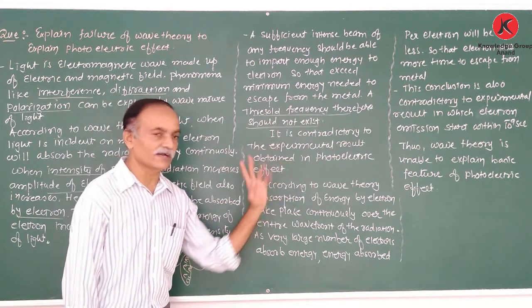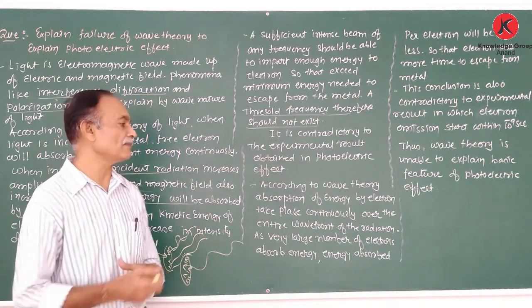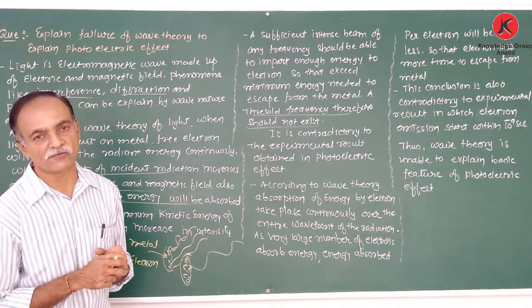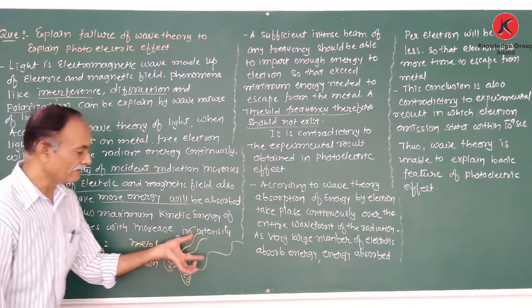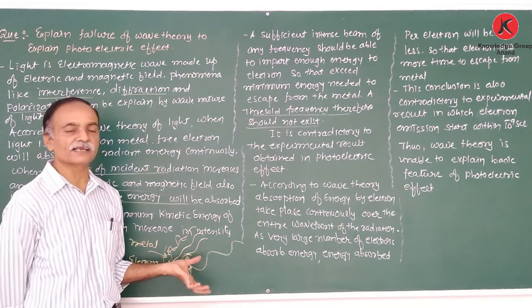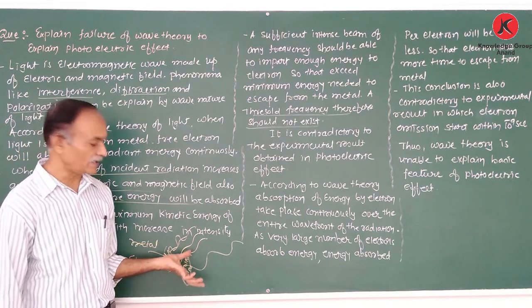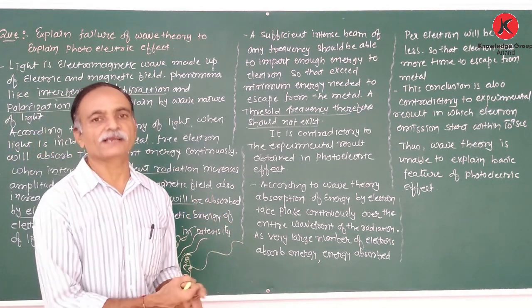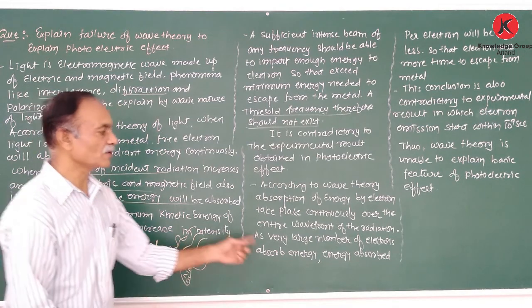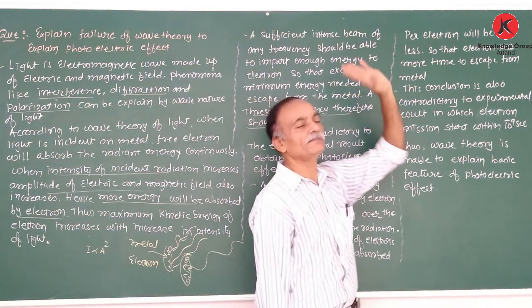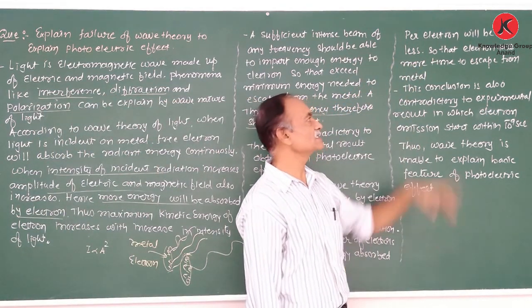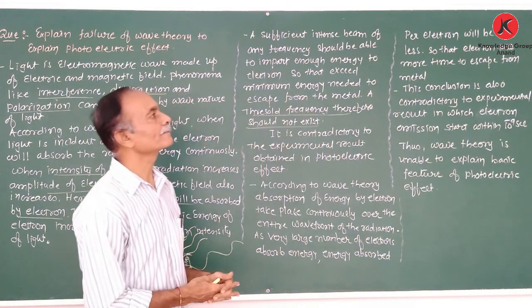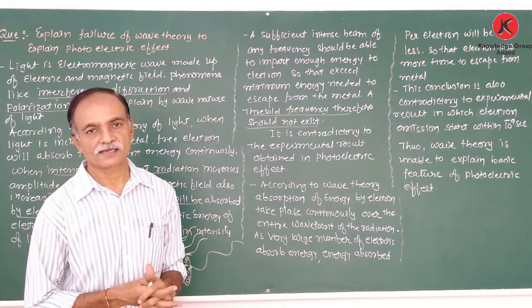Again, according to the wave theory, absorption of energy by electron takes place continuously over the entire wavefront. When the wave is incident, that means the wavefront is incident. Therefore, a large number of the electrons on the surface of a metal absorb the energy at the same time. Therefore, the absorbed energy per electron will be very less, so the electron takes more time to escape from the metal.